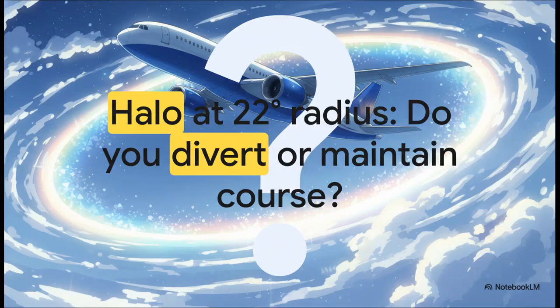I'm going to leave you with this high-stakes scenario. Imagine you're at the controls. You spot a luminous ring at a 22-degree radius in a cirrostratus cloud. Do you divert for icing or do you maintain course? Well, if you've been paying attention today, you know that's a halo, indicating ice crystals and harmless icing conditions. So you maintain course. Your understanding of meteorology is the difference between passing an exam and saving your aircraft.